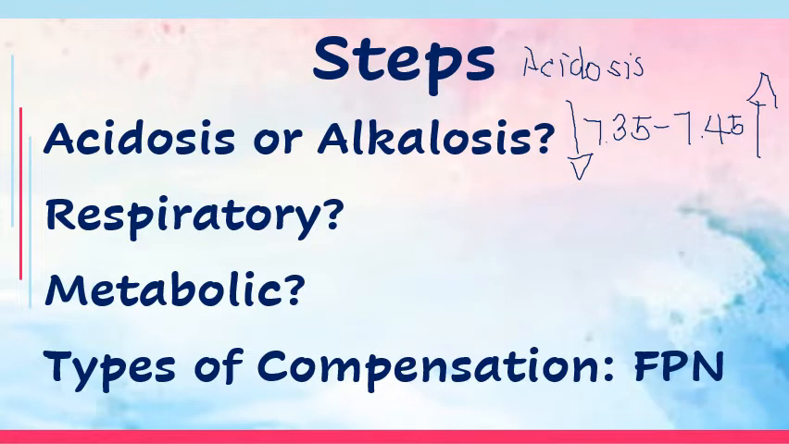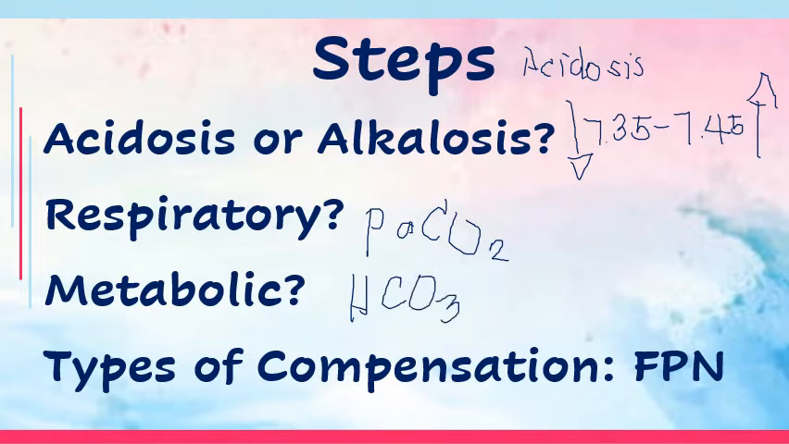Next, will it be a respiratory problem or a metabolic problem? For us to understand if it is a respiratory or metabolic problem, if it is respiratory, you will be looking at the values of PaCO2. Okay, respiratory, so you'll be looking at the values of carbon dioxide. If this is a metabolic problem, you will be looking at the values of bicarbonate or HCO3. Again, respiratory, you will be looking at carbon dioxide. For metabolic problems, you'll be looking at the values of bicarbonate.